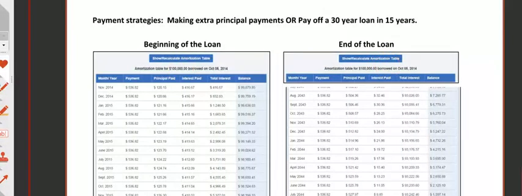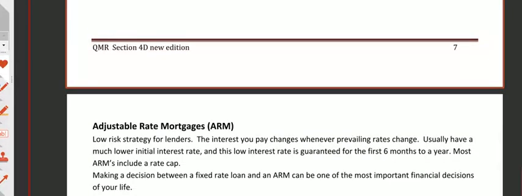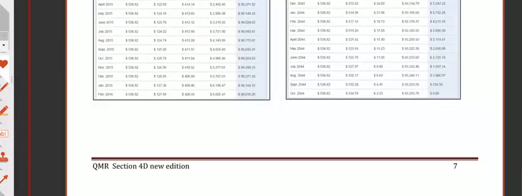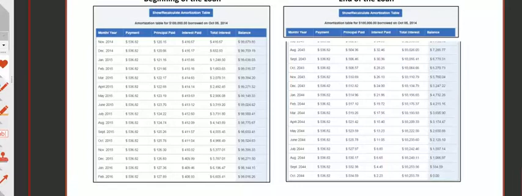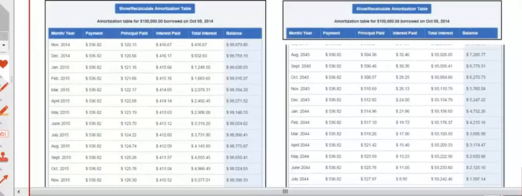and it's for 30 years. I'm not sure what I did there, I don't have the details on that. What I do have here, though, is what the amortization table looks like at the beginning of your loan and what the amortization table looks like at the end of your loan.